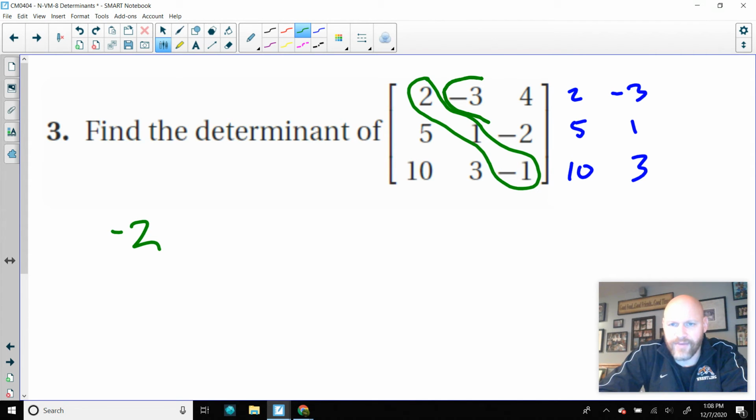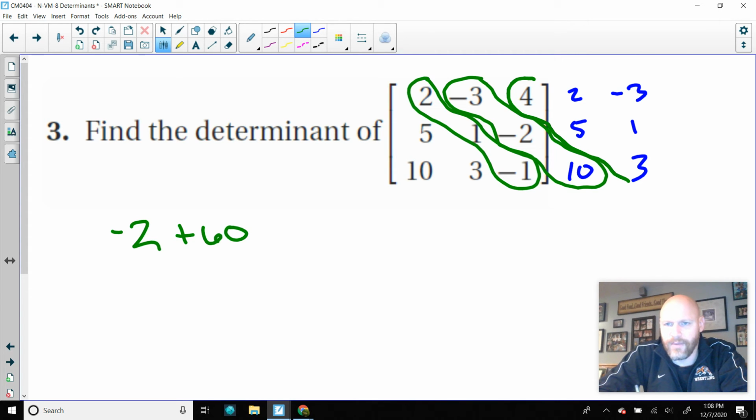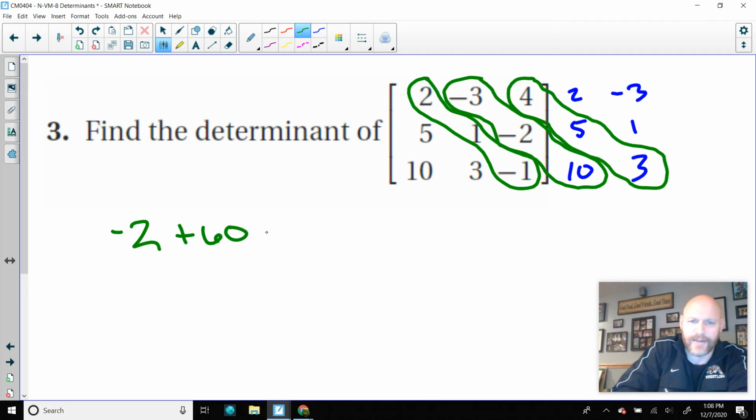I'm going to grab -3 times -2 times 10. This is going to be a +6 times 10 is 60. And we'll grab the last one. We got 4 times 5 times 3. 4 times 5 is 20, and 20 times 3 is 60. So we have another 60 there.